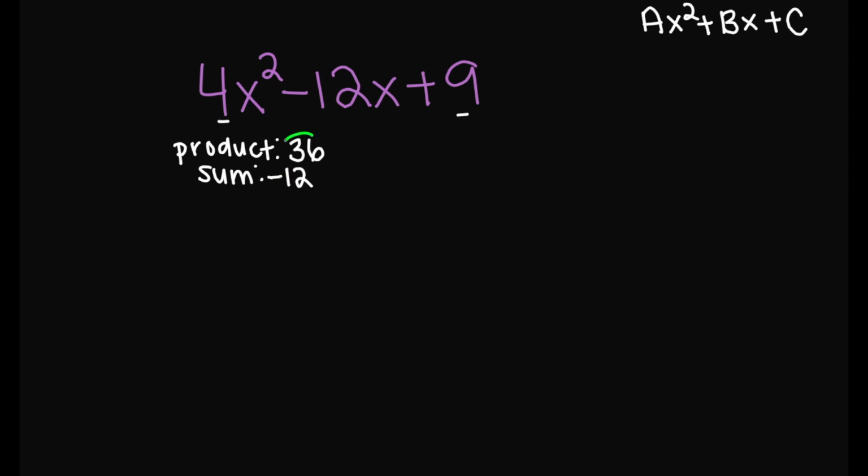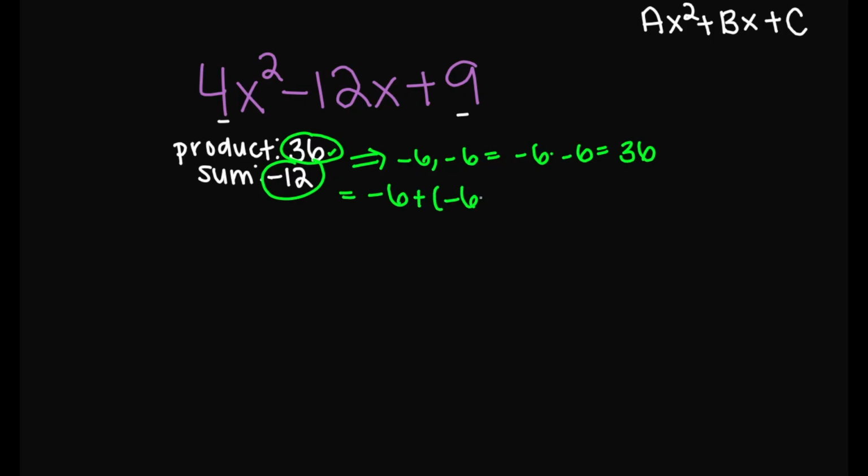So we need two numbers. When you multiply, it's going to give you positive 36. Those same two numbers, when you add or subtract, needs to give you a negative 12. And the numbers that come to mind is going to be negative 6 and negative 6. So let's see. If I multiply negative 6 times negative 6, this is going to give us a positive 36. Perfect. This is what we're looking for. And then if I add negative 6 plus negative 6, this is going to be negative 6 minus 6, and this is going to turn into negative 12. And this is what we're looking for right here.